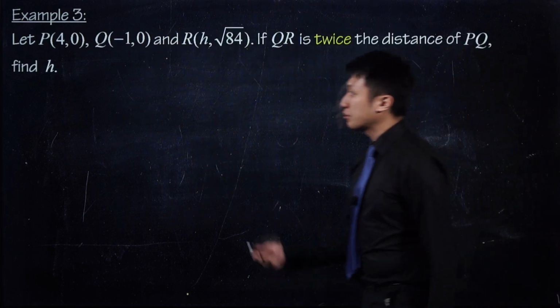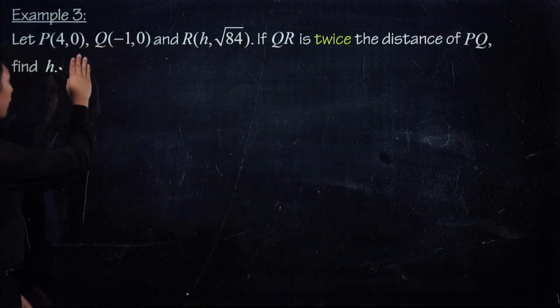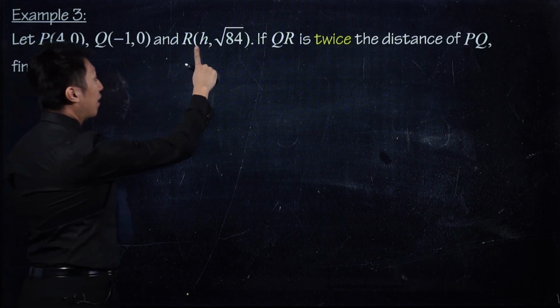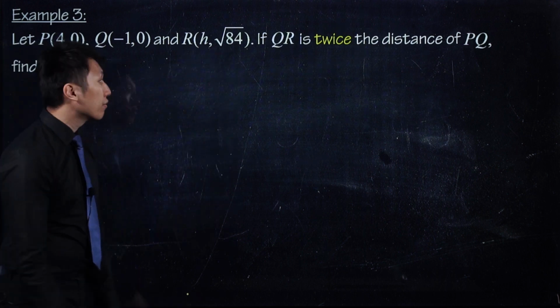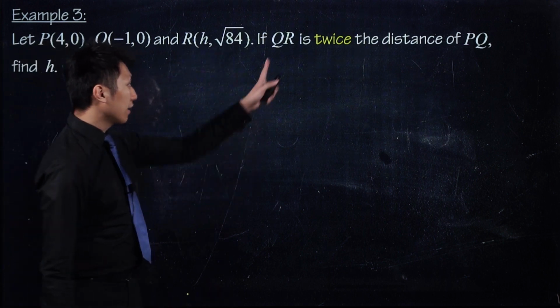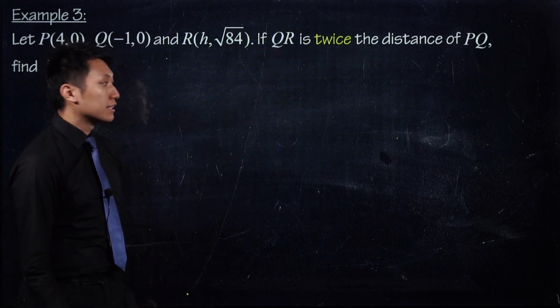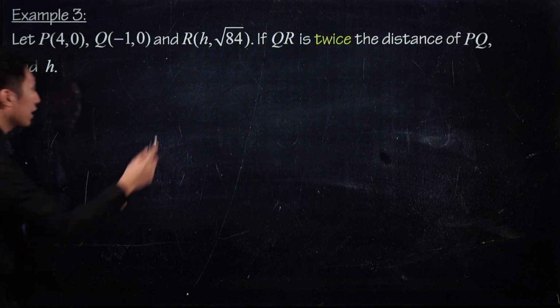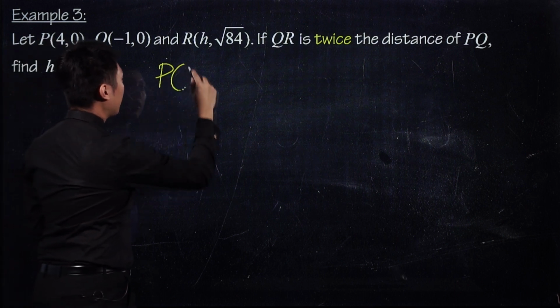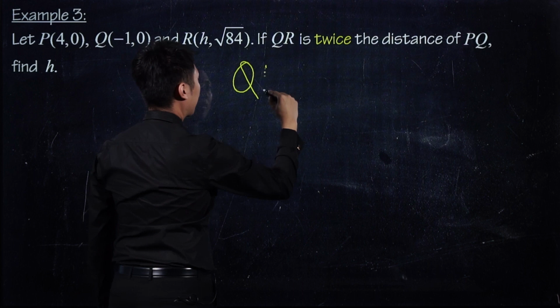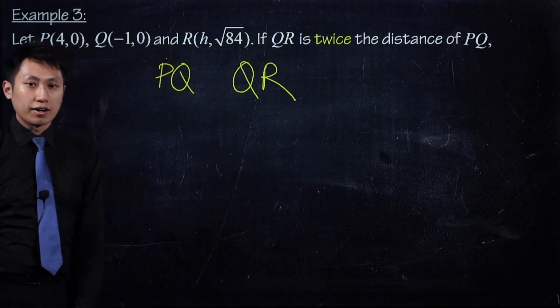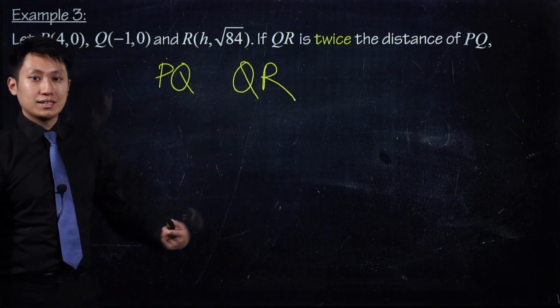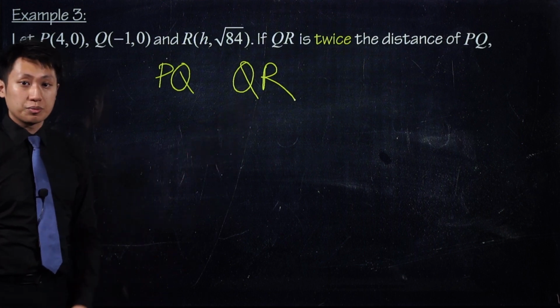Okay, let's move on to the next one. You have 3 points here: 4, 0, negative 1, 0, and r is h and square root 84. It gives that QR is twice the distance of PQ. So you want to find h here. Then here, PQ and QR. Now, which one is longer? QR is twice the distance of PQ, so QR should be longer.